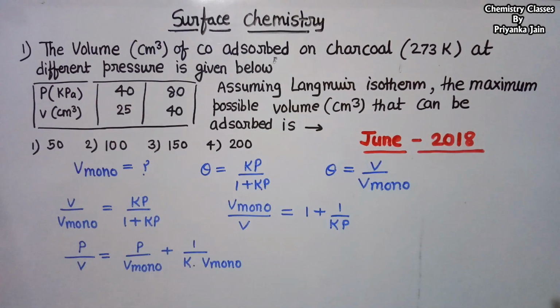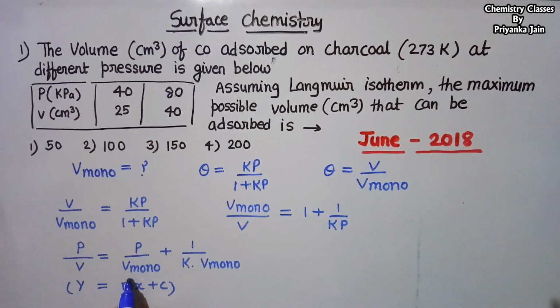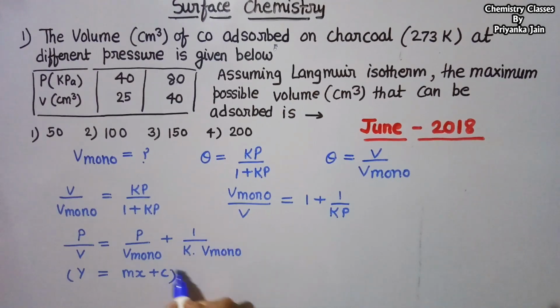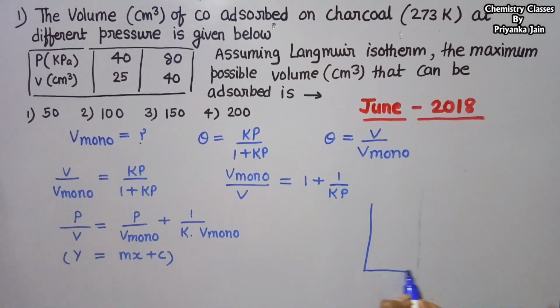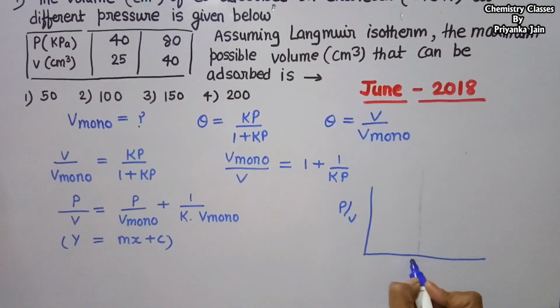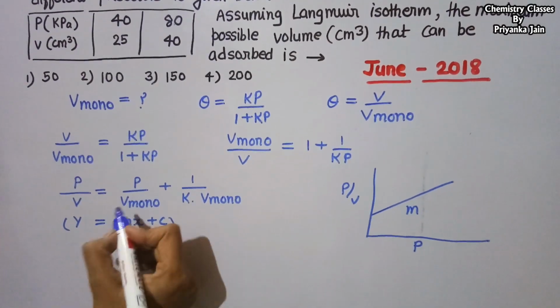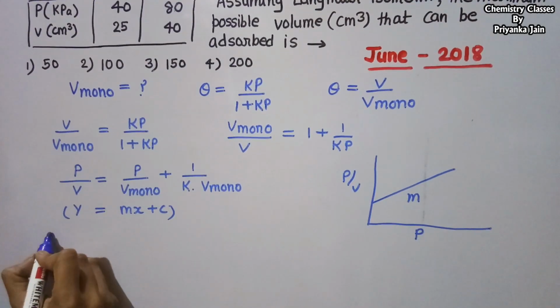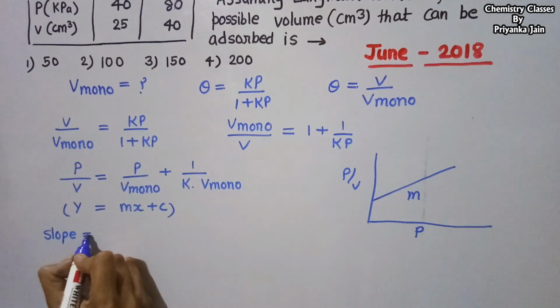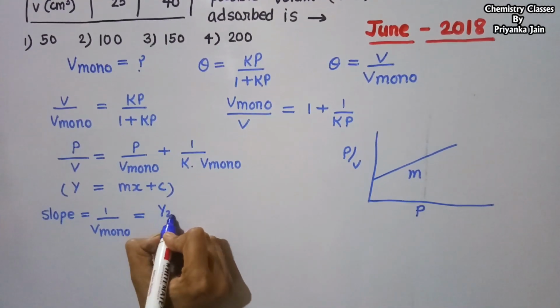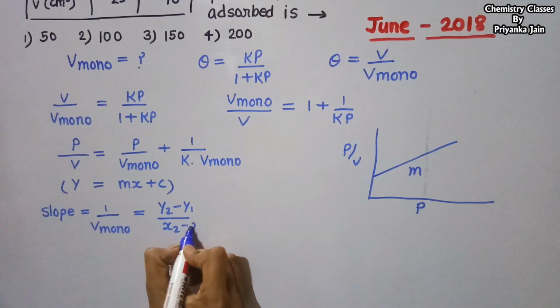Okay. If we see, this equation is like the equation of a straight line, y is equal to mx plus c. This part is equivalent to y, this is equivalent to x, and this 1 upon V mono will be equivalent to m, and this part will give us the value of c. If we plot a graph between P upon V and P, we will get a straight line, and the slope m will give the value 1 upon V mono. So the slope is equal to 1 upon V mono, and we know that the slope is given by y2 minus y1 upon x2 minus x1.